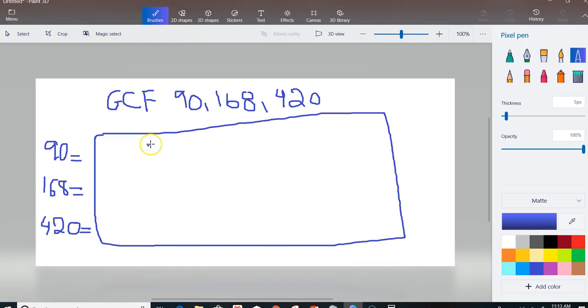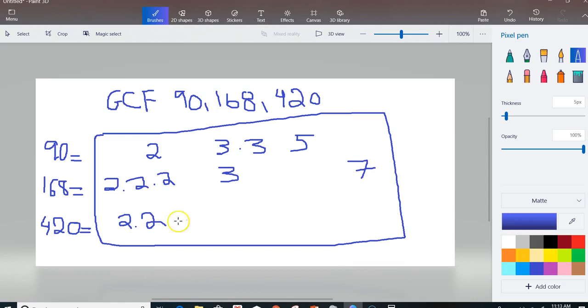The factors of 90 were 2, 3 times 3, 5, and that's it. Alright, in 168 we had 2 times 2 times 2, 3, and then 7. We didn't have any 5s in this case. And then in 420, we have 2 times 2, 3, 5, and 7.